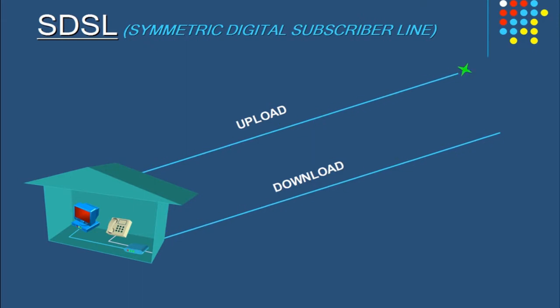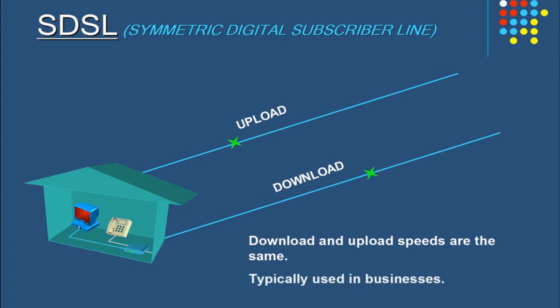SDSL stands for Symmetric Digital Subscriber Line, and as the name implies, the download and upload speeds are the same. This type is typically used in businesses.